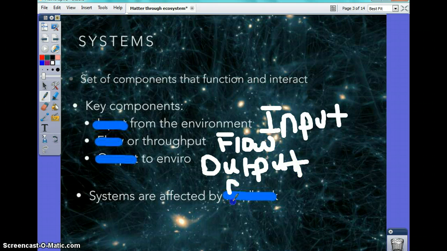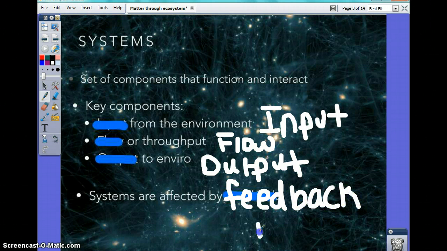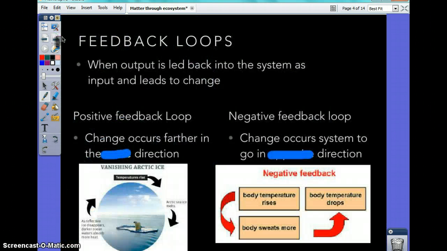There we go. And do you guys know the types of feedback loops? There's negative feedback, positive feedback. Now, as you said, there's positive and negative feedback loops. Positive feedback loops is when an action causes another action, which causes the first action to keep going. It's just an endless cycle, like in the vanishing Arctic ice.